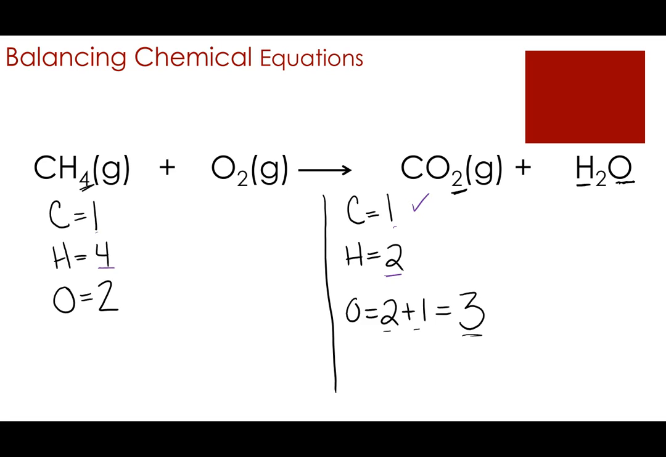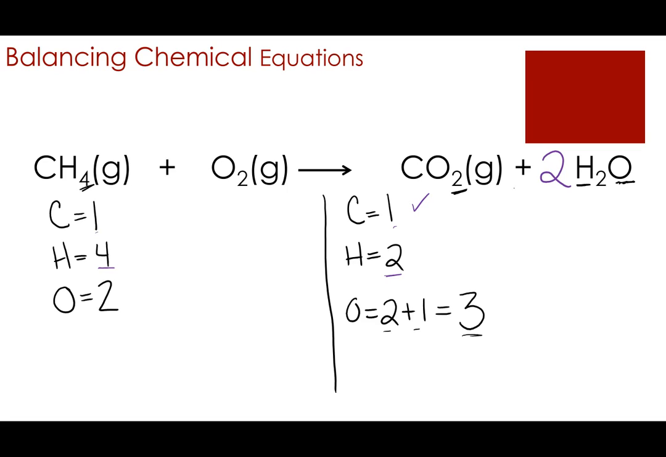So what can I do? What can I predict to get 4 hydrogens coming out? So what I'm going to do is put a coefficient of 2 in front of the water. And what I'm doing by placing that 2 there is saying, I think that 2 water molecules are produced, not just 1 water molecule. I think when this reaction goes to completion, it produces 2 molecules of water.